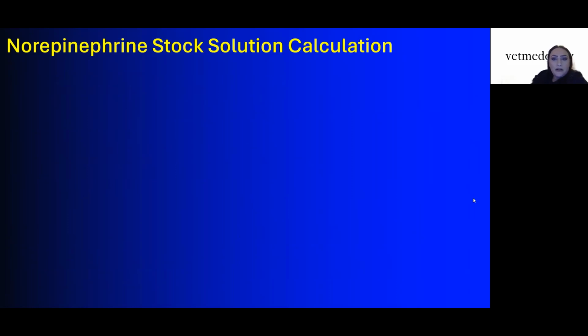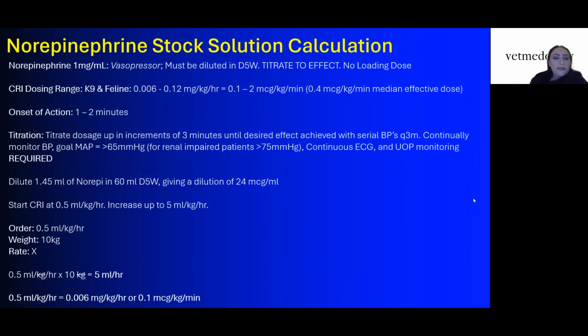Norepinephrine stock solution calculation. Let's see. So norepi, 1 mg per mL, is a vasopressor, must be diluted in D5W. It oxidizes in normal saline. You have to titrate it to effect, so there's no loading dose. The CRI dosing range for canine and feline is 0.006 to 0.12 mg per kg per hour, which is equivalent to 0.1 to 2 mics per kg per minute, with 0.4 mics per kg per minute as the median effective dose.